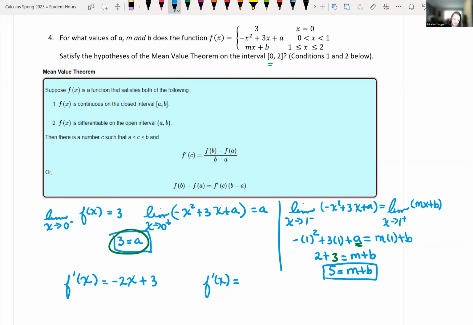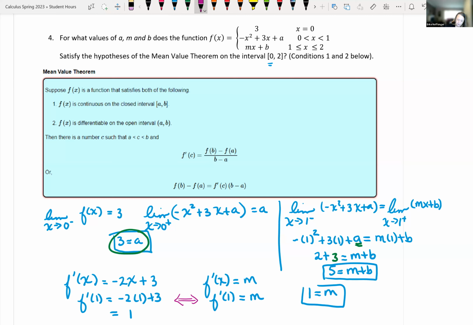So f prime of x of the third equation: the derivative of mx is just m, plus the derivative of b, which is 0. So f prime of 1, plugging in 1 wherever we see an x, we get negative 2 times 1 plus 3, which is 1, must equal f prime of 1 over here. There's no x there, so that's just m. So we have 1 must equal m. So to be differentiable, this has to hold true at 1.